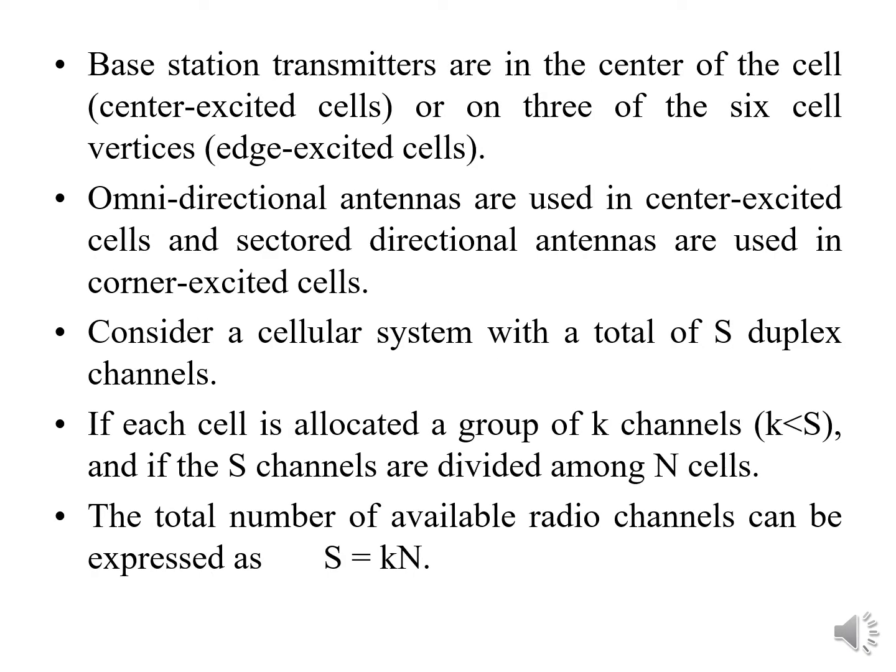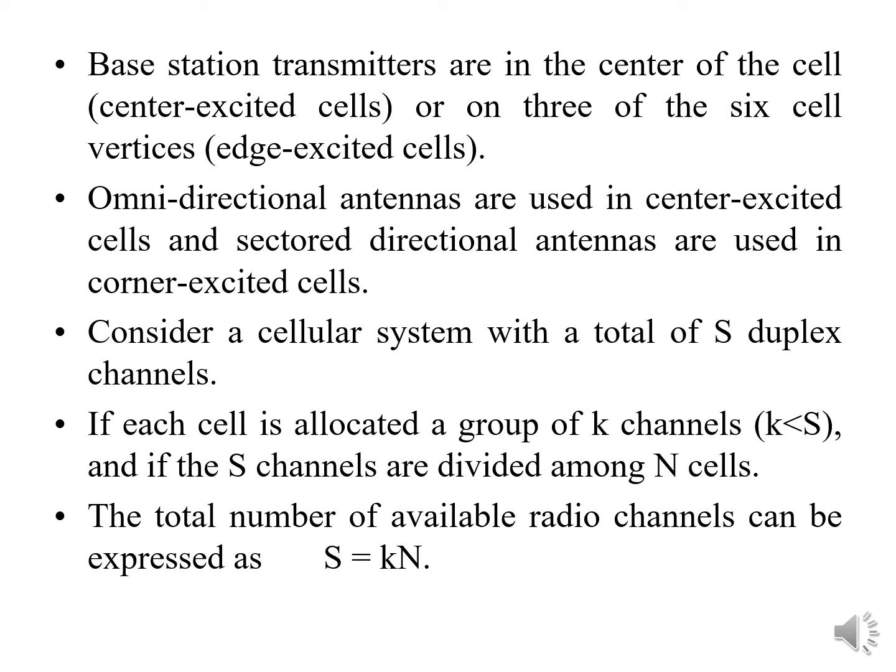For center excited cells, base station transmitters are at the center of the cell, and for edge excited cells, base station transmitters are on 3 of the 6 cell vertices. Omnidirectional antennas are used for center excited cells and sectored directional antennas are used in corner excited cells.